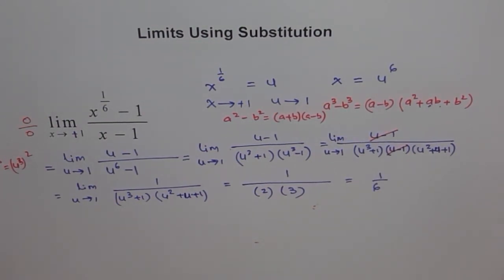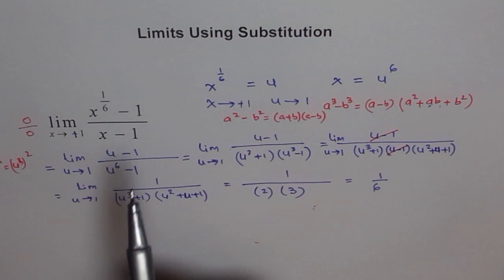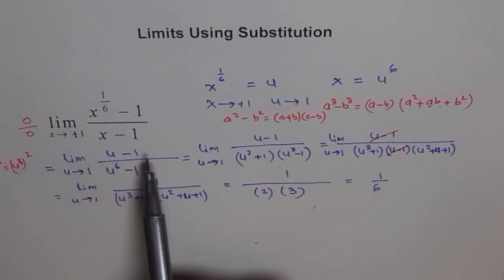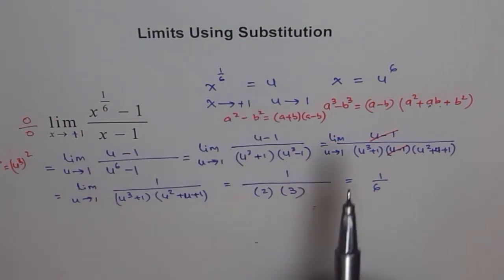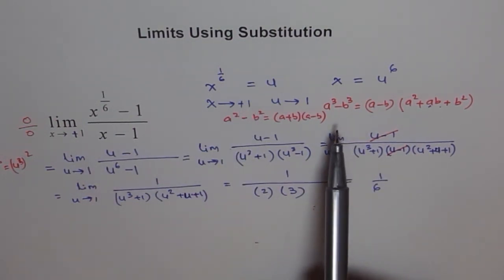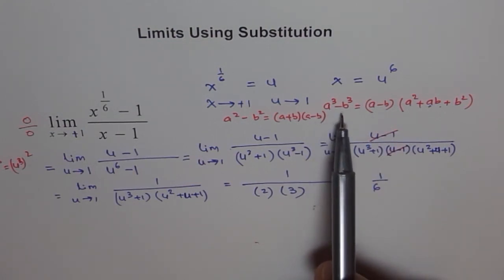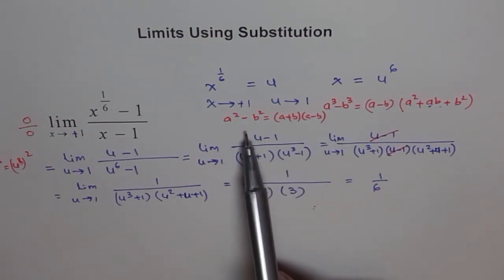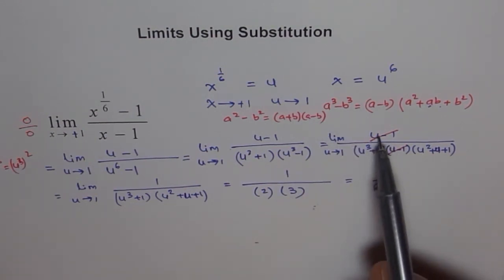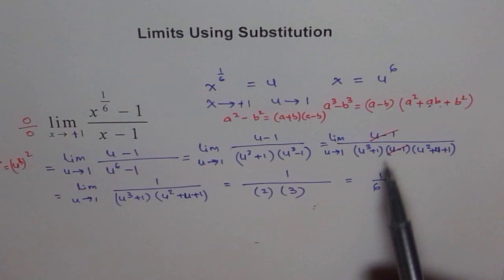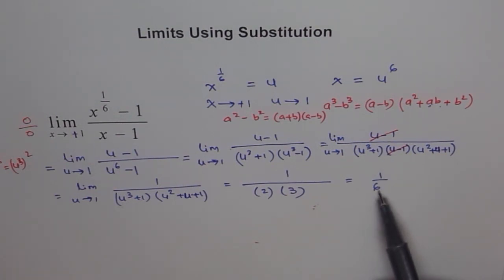So that is how we can simplify this complicated question, right? So we used substitution first, and then we used our knowledge of factoring, correct? A cube minus b cube and a square minus b square, difference of squares and difference of cubes. And finally, after cancelling out the common factors from numerator and denominator, we got our answer, and that is 1 over 6, right? So this substitution technique is very important, and it can be used in many different ways.